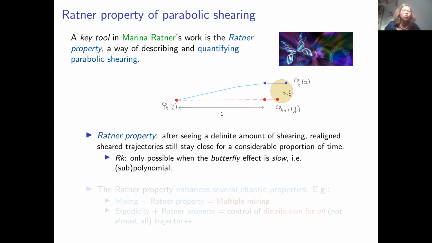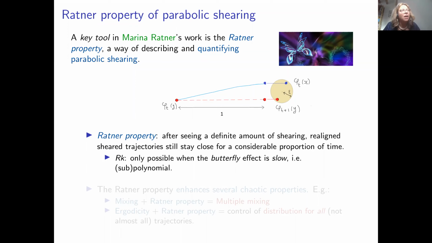but in this crucial property, the Ratner property, you need to have parabolic shearing. You need to have slow shearing. So this property is only possible if shearing is slow. If you see exponential shearing, exponentials don't have this property. When I start flowing exponentially, I cannot stay epsilon close for a fixed proportion of time.